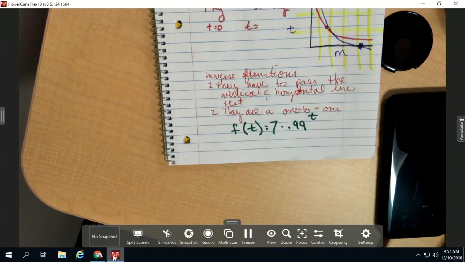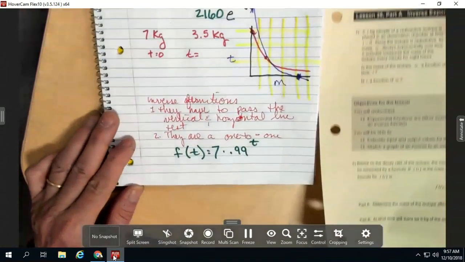Remember, in the previous ones, we had different values of t, but they're telling us t is always 1. 1 hour, 1 week, well, in this case, it's 1 minute. Okay? So we're going to start there when we come back from our break.